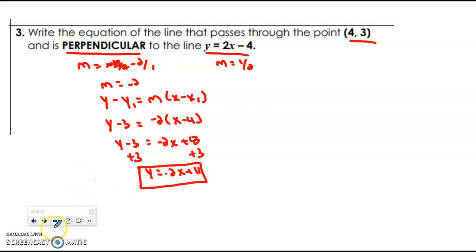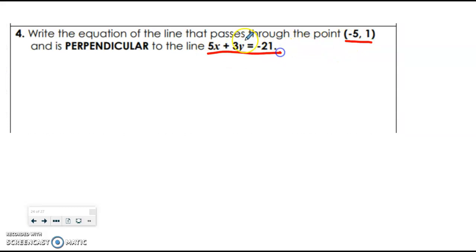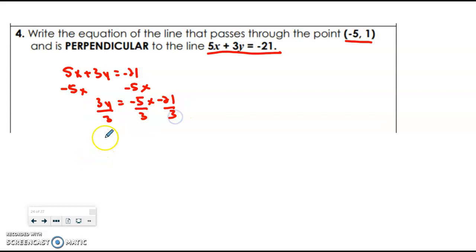And then let's look at the last example here. Alright, so the point is (negative 5, 1). And your line is 5x plus 3y equals negative 21. So we're going to take 5x plus 3y and solve for y. I'm going to subtract 5x from both sides. So you got 3y equals negative 5x minus 21. And then we're just going to divide both sides by 3. When I do that, you get y equals negative 5/3 x minus 7. Alright, so that's the equation of this line.